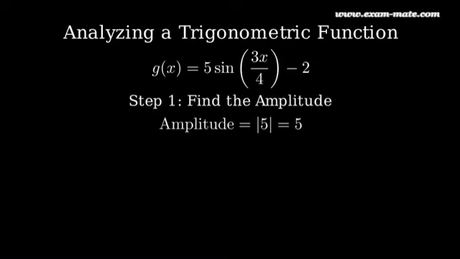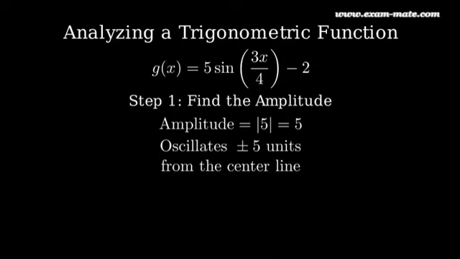The amplitude of a sine function is the absolute value of the coefficient in front of sine. In this case, that's 5. This means the function will oscillate 5 units above and below its center line.